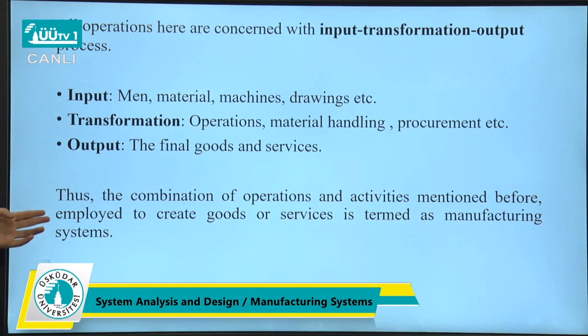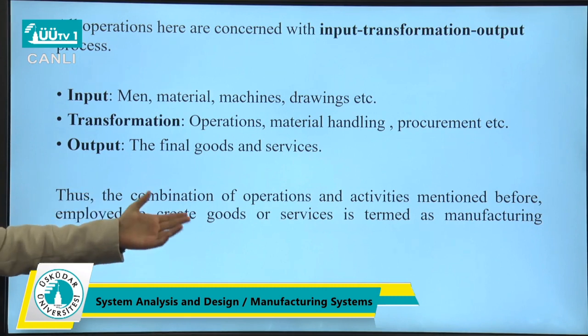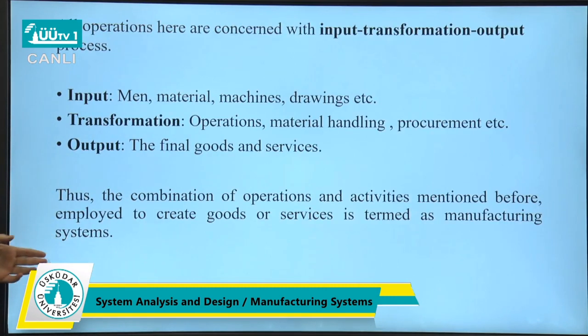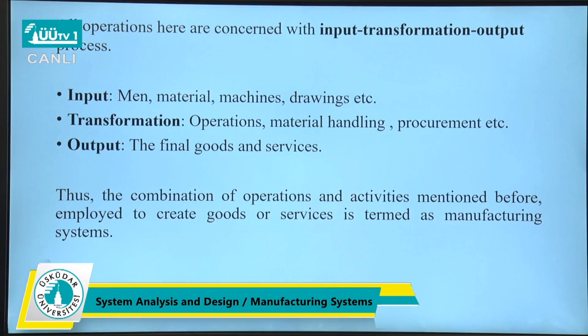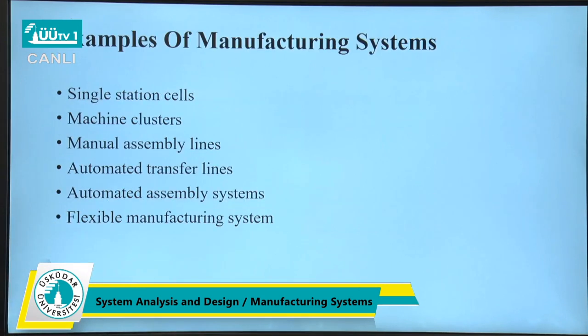So therefore, the combination of operations and the activities mentioned before, employed to create goods or services, is termed a manufacturing system. So all the materials and the equipment that we put into the system, and from which we take the output as a product or service, is named the manufacturing system.